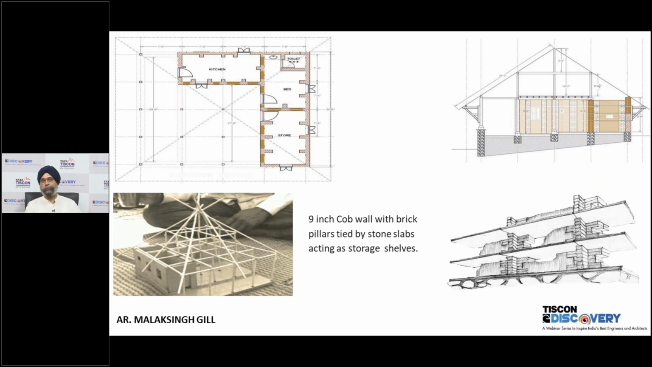If you can see that in the plan, there is a part of the building which is closed, which are the storerooms, the kitchen, and a small bed area, and the remaining building is completely open and framed. To the bottom right, you will see that there is a technique where we have made the walls of mud, just a 9-inch thick mud wall with brick piers at every 7 to 8 feet and tied with kadapa slabs, which are later going to act as shelves, but also while constructing they act as stiffeners for the wall.